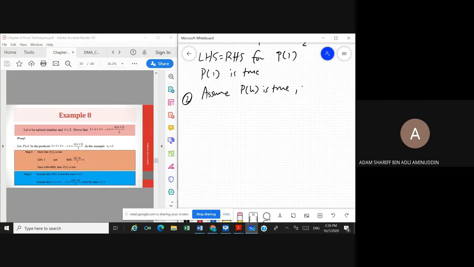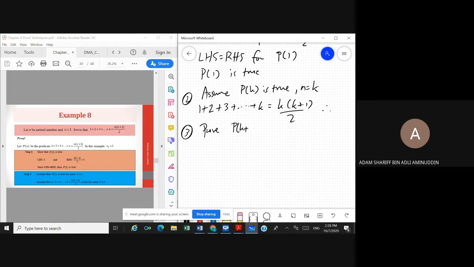This is the case where n equals k. So I believe 1 plus 2 until k is believed to be k times k plus 1 over 2. That's all on step 2. You don't prove, I believe, that the summation of 1 until k will be k times k plus 1 over 2. Not really hard.